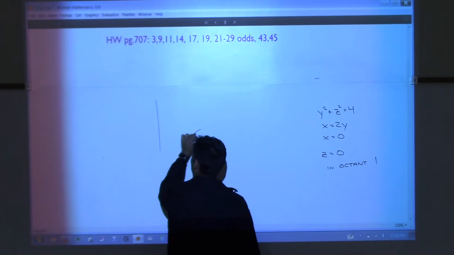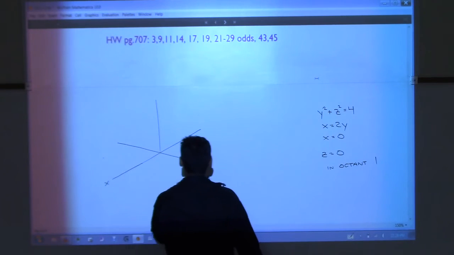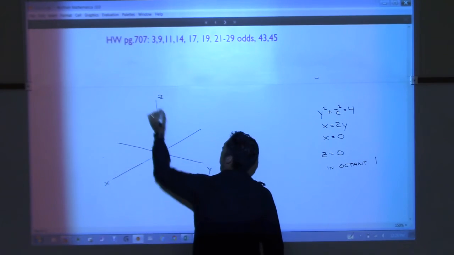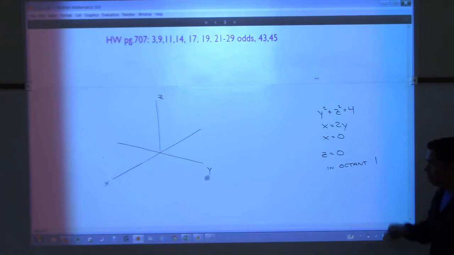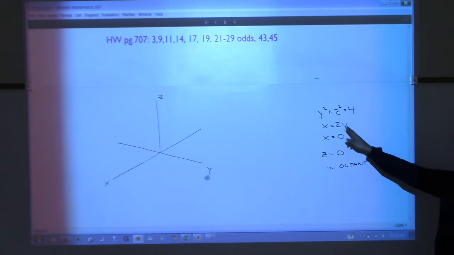What is the first? Maybe I'll do it this way. X this way, Y this way, Z this way. Hope for the best. I'm not arbitrarily labeling those, right? I'm always following the right-hand rule when I do those axes. Yes. All right, what does this look like?